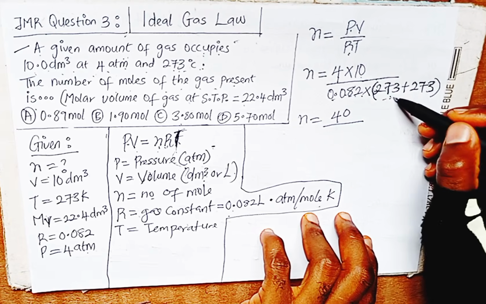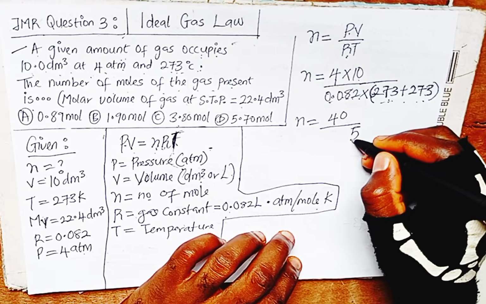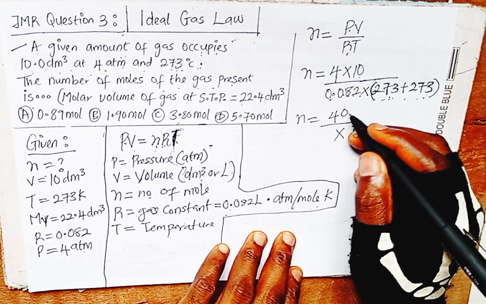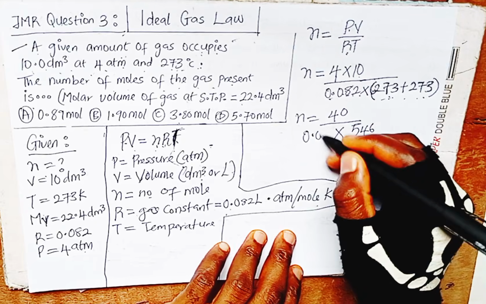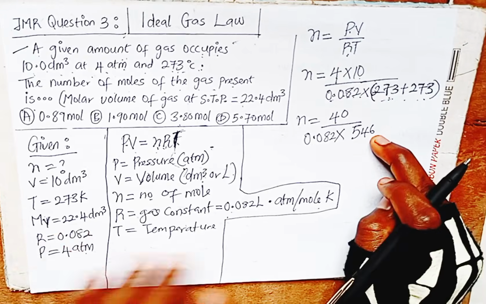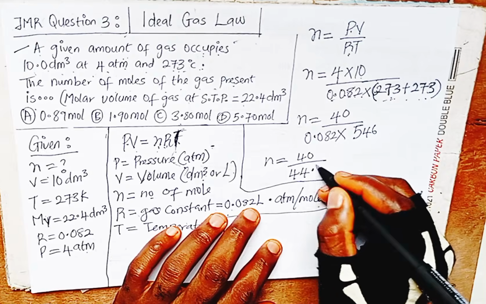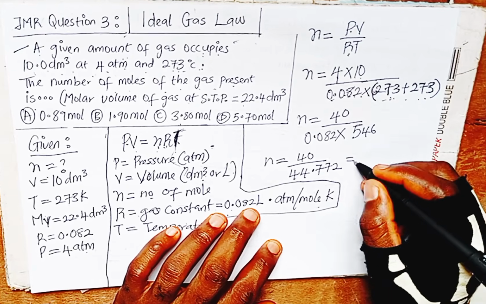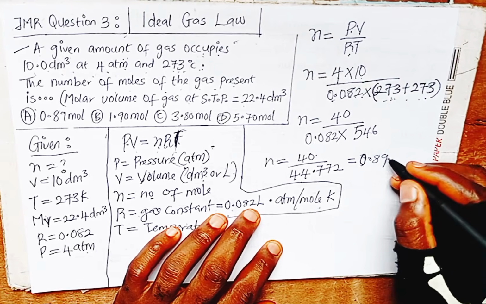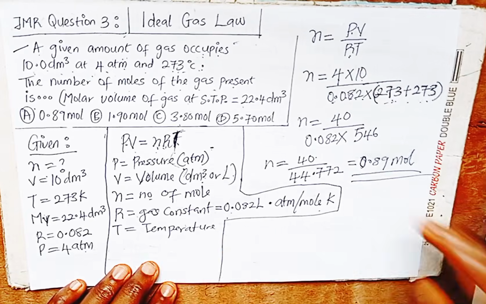So if you add 273 plus 273, or 273 times 2, it will give us 546. 546 times 0.082. When you multiply this, N is equal to 40 over 4.772, and if you divide this, it will give you 0.89. And since we are looking for the number of moles, the answer should be 0.89 mole. Among the options, pick the correct option or the closest option.